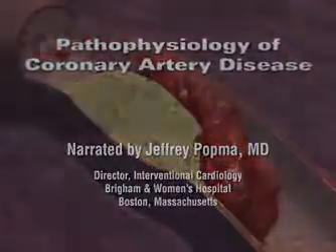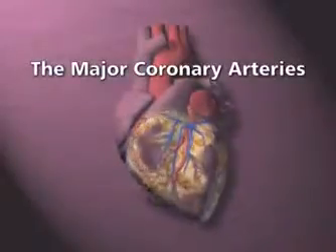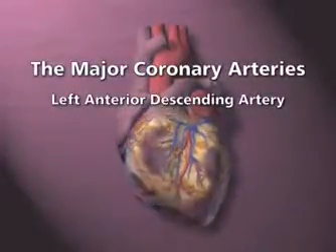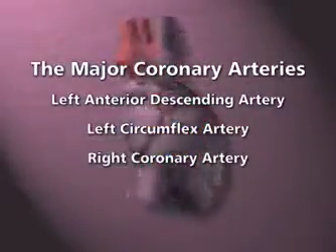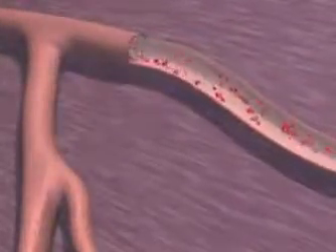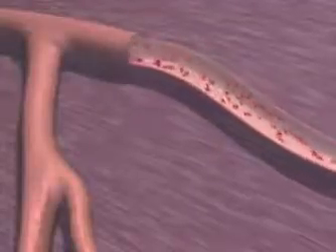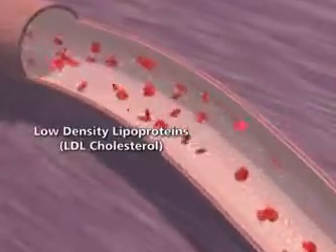The heart is fed by its own circulation, known as the major coronary arteries. These arteries include the left anterior descending artery, the left circumflex coronary artery, and the right coronary artery. The bloodstream contains red blood cells, which deliver oxygen to the heart muscle, known as the myocardium. It also contains fats or lipids, known as low-density lipoproteins or LDL cholesterol.